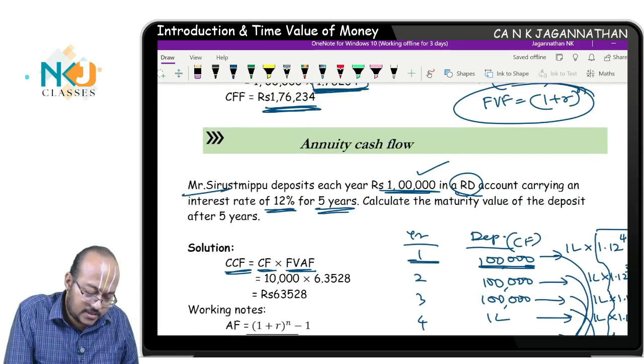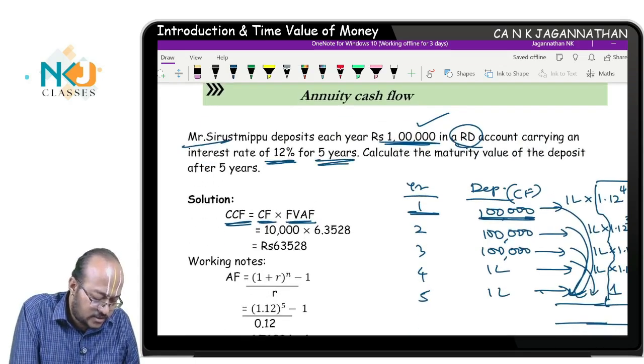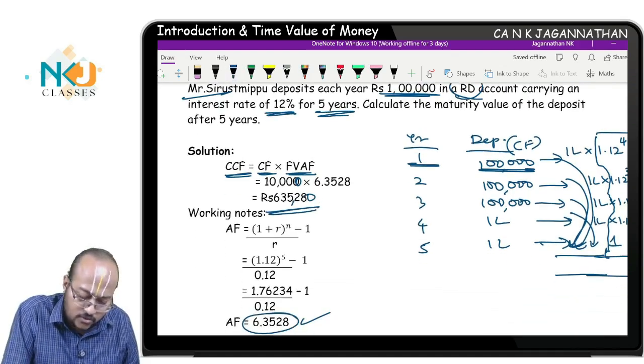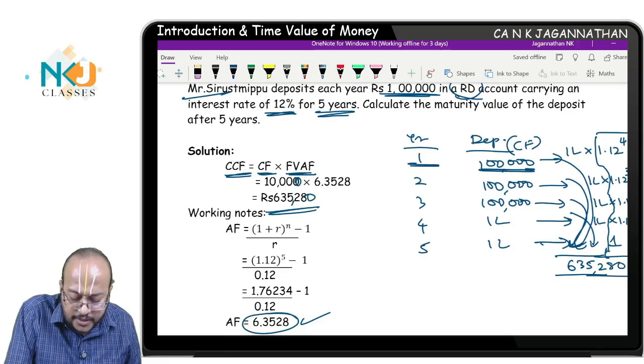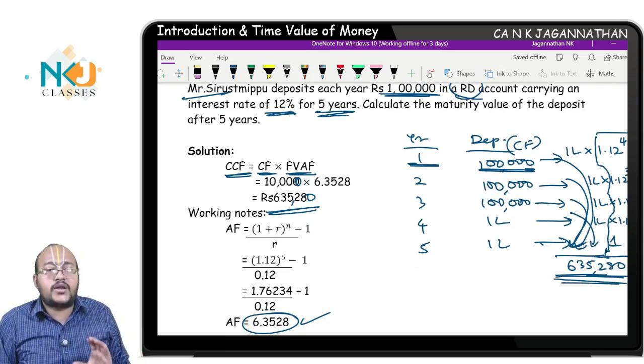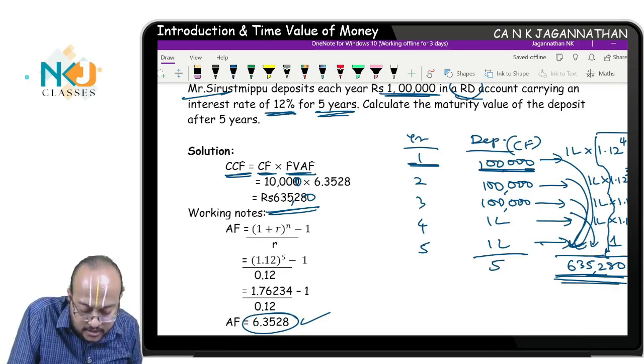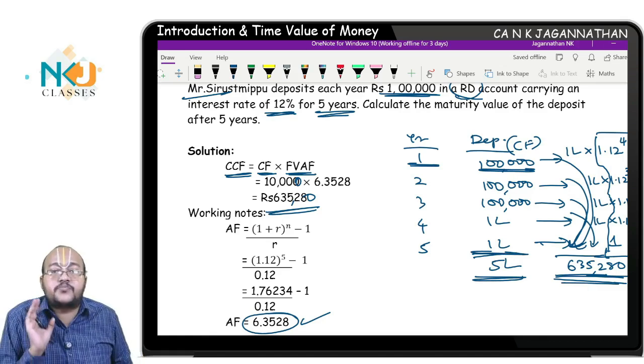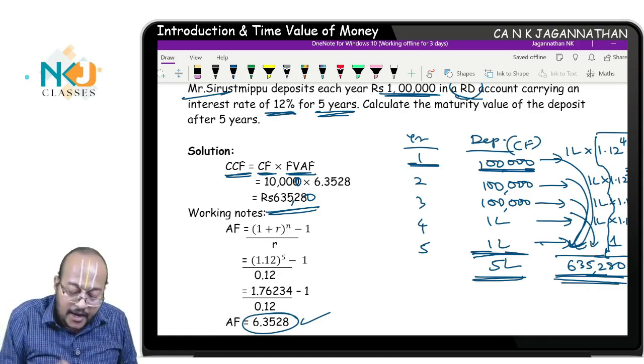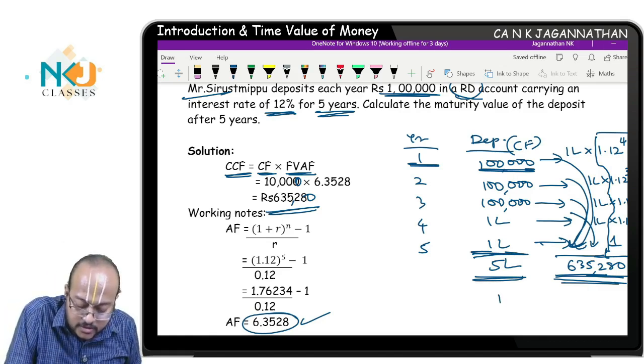See, in this case, each year deposits 1 lakh rupees. Correct? So cash flow is 1 lakh. Printing mistake is there. 1 lakh into 6.3528 gives 6 lakhs 35,280. Printing mistake is there, no issue. 6 lakhs 35,280. What do you mean by that? Every year I am depositing 1 lakh rupees. Generally the total principal amount deposited is 5 lakh. And the interest portion is 6 lakhs 35,280 minus 5 lakhs, 1 lakh 35,280.